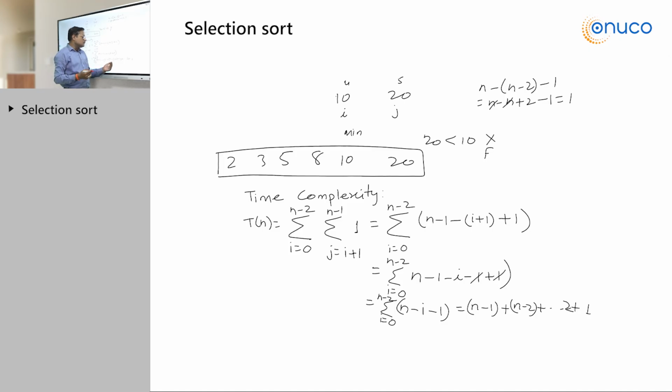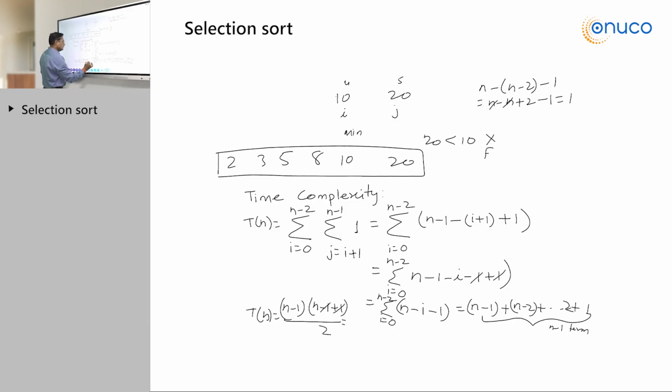And what is the summation? n into n plus 1 divided by 2. Here we have n minus 1 terms, hence the formula will be T of n is equal to n minus 1 into n minus 1 plus 1 divided by 2. So this got cancelled and finally we are getting n into n minus 1 divided by 2. Hence the time complexity of this is theta of n square.